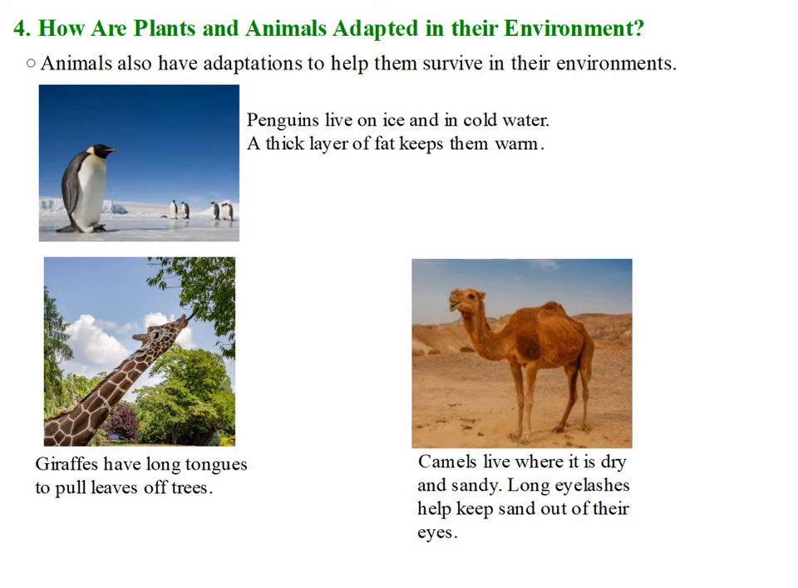Animals also have adaptations to help them survive in their environments. They may live where there is little food. They may live where it is very cold, so their adaptations help them survive where they live. Penguins, for example, live on ice and in cold water, so they have a thick layer of fat that keeps them warm. Giraffes, as another example, have long tongues to pull leaves off trees. Camels live where it is dry and sandy, so they have long eyelashes that help keep sand out of their eyes. So these are adaptations that help animals survive where they live.